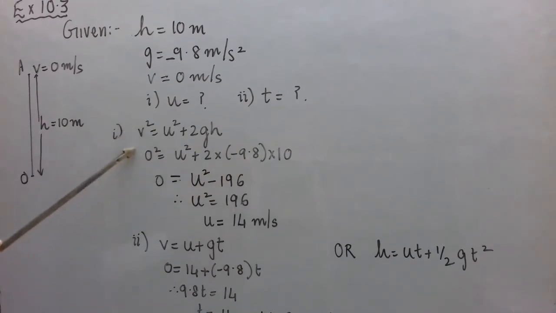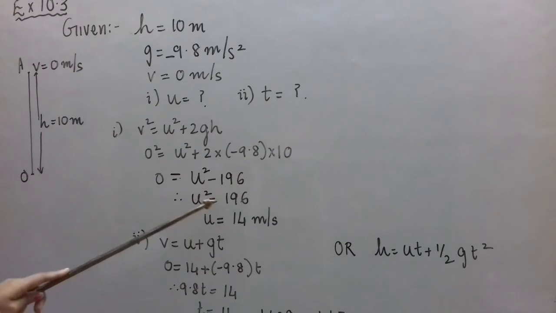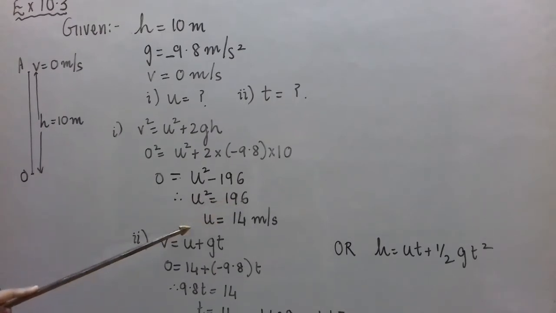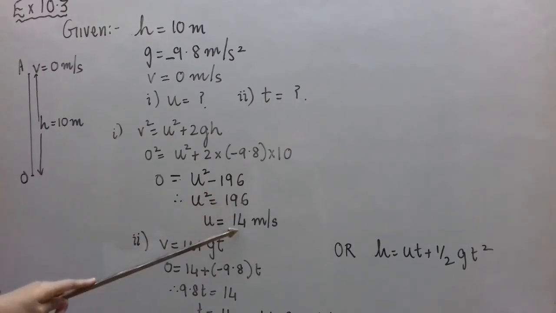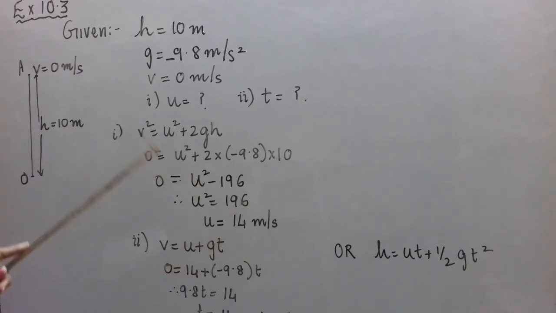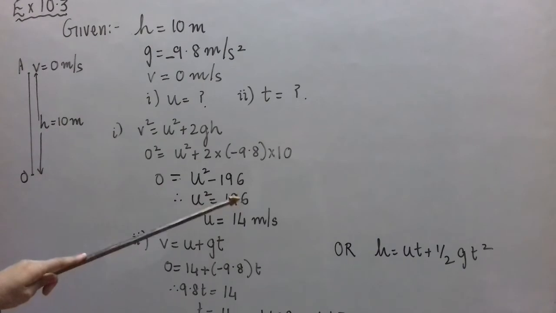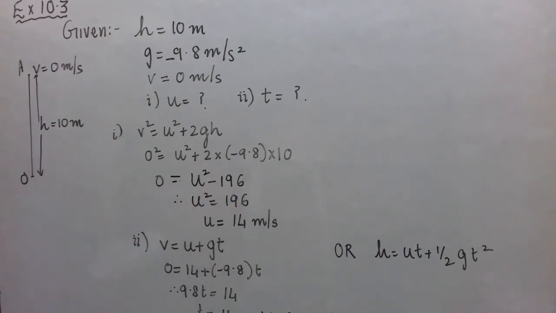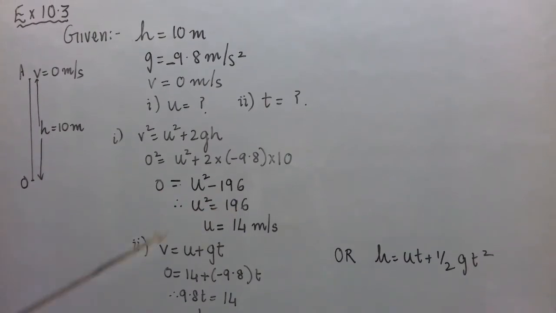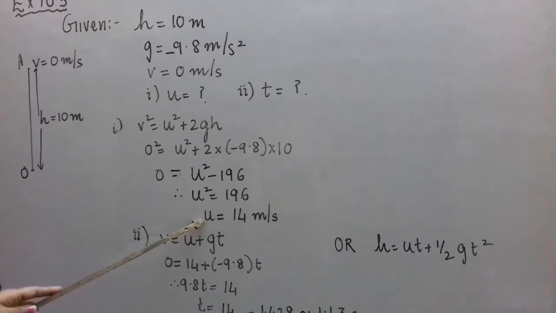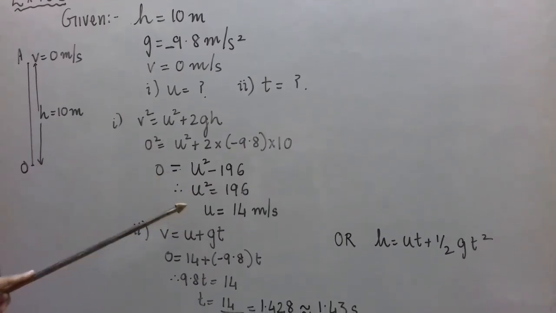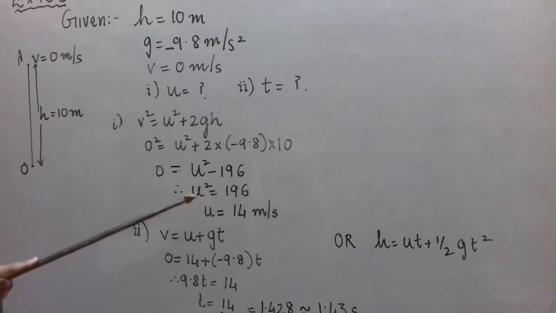So just by simplifying this, we get U square is 196 and U will be the square root of this, which is 14 meter per second. Again, take care here. Sometimes students say U square is 196 and U is also 196 meter per second. In hurry, they do this. You are supposed to find the square root and then get the final answer. So here the initial speed we have found.